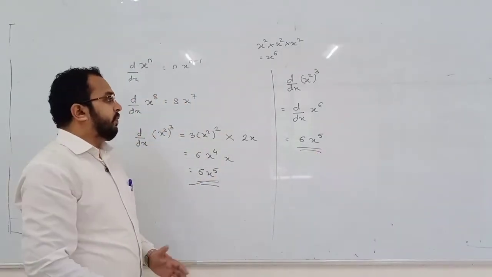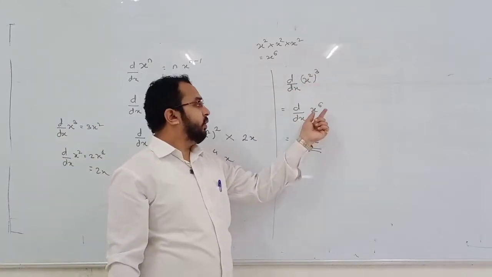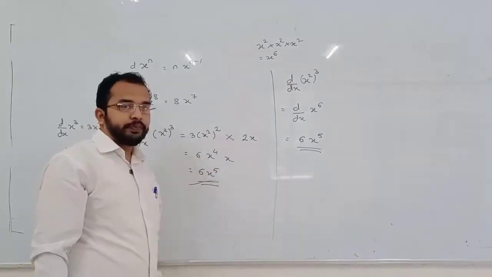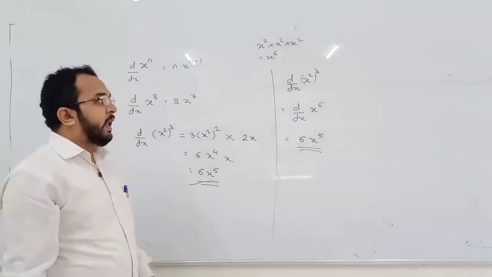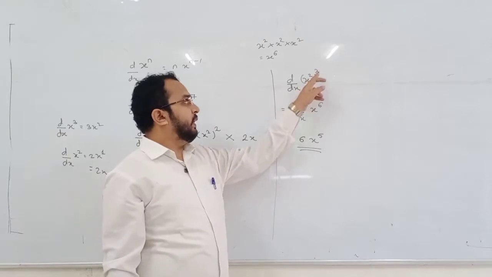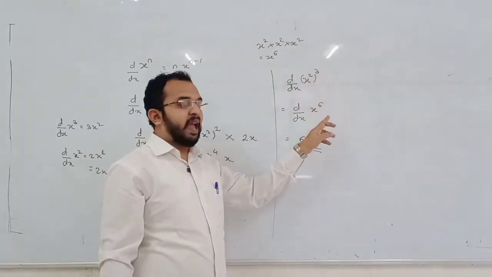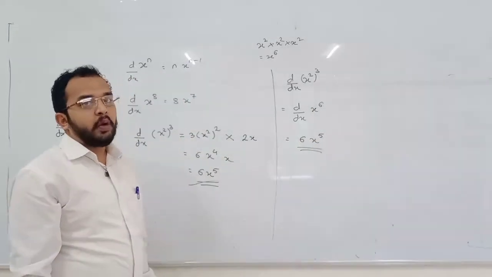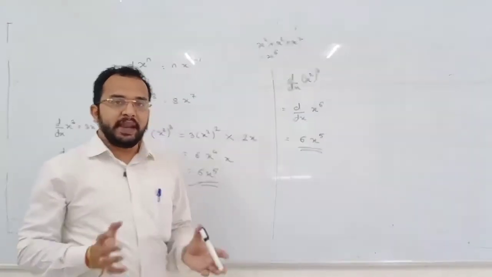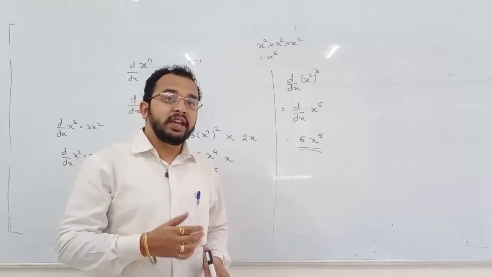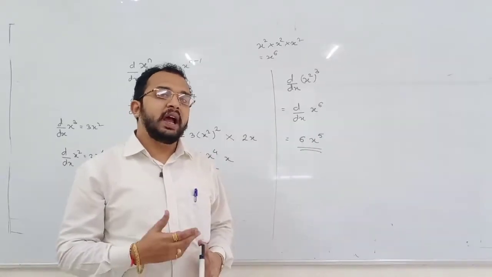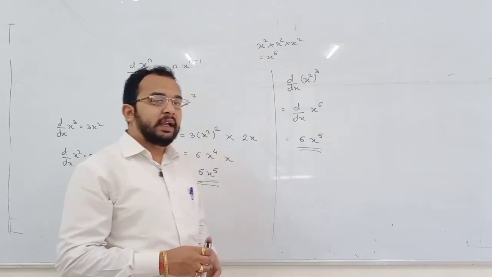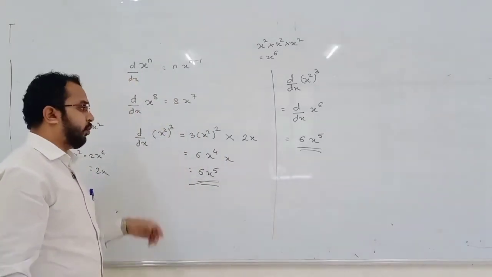Then you will say, sir, if we could open it like this and differentiate directly, so why do we need chain rule? Here it's very easy to open. 2 into 3 is 6 and then differentiate: take the power in the numerator and reduce the power by 1. But when it is not so easy to open the bracket, or there are many higher powers, it is very difficult to open the bracket, and in that case we need to use chain rule.